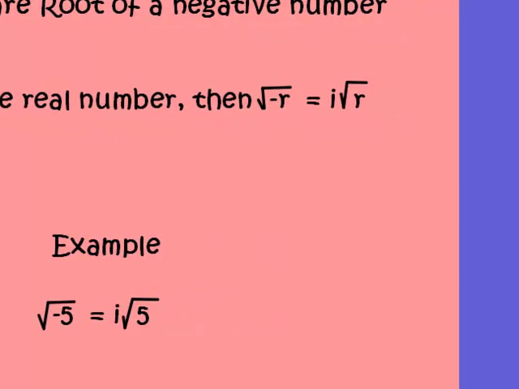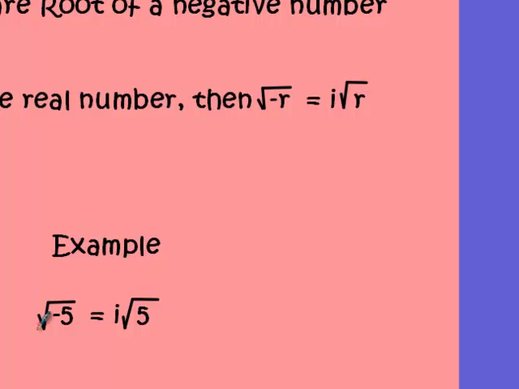Now, when you come across your problems in your book, you will have negative numbers underneath the square root sign. And so we're going to follow the square root of a negative number rule that says if r is a positive real number, then the square root of negative r is i times the square root of r. All you're going to do is pull out an i, which will take care of the negative part, and leave this number inside the square root.